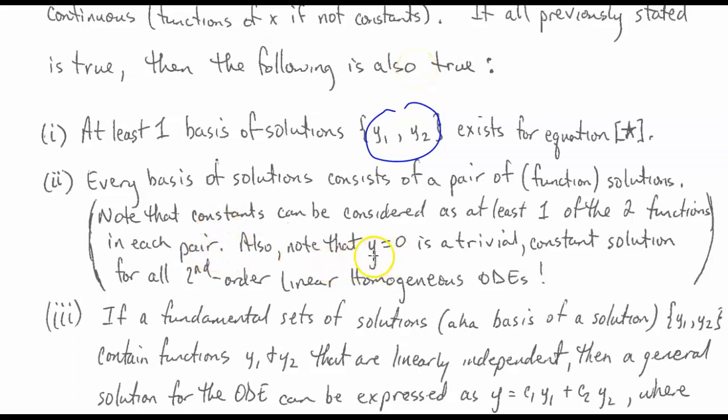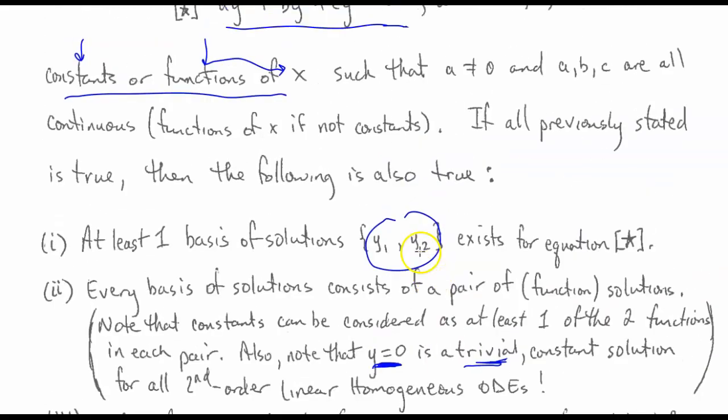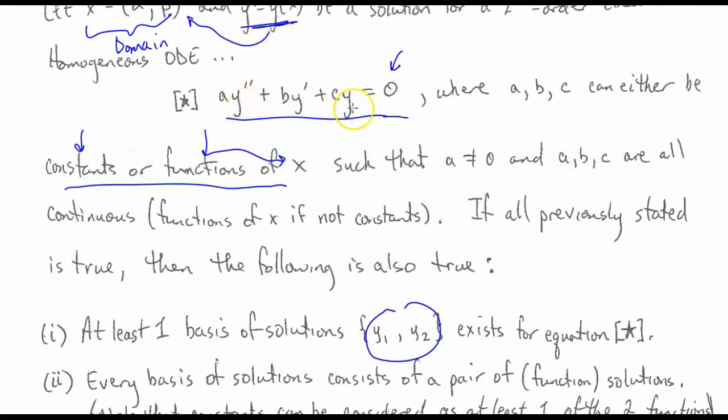Now note here that this y equals 0 solution is what we call a trivial one, meaning that all of these equations of this ilk will have y equals 0 as a solution. So when we talk about the existence of solutions, we're really not talking about the trivial one. So this really should be, we have at least one basis of non-trivial solutions. Because we know if I let y be 0, then the derivative of 0 is 0, and the second derivative of 0 is also 0. So we already know that works.